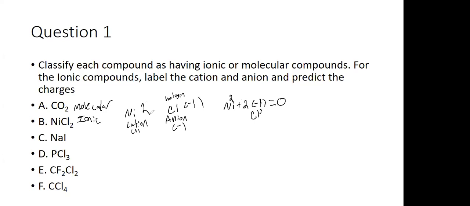C, sodium iodide, metal and nonmetal, ionic. Sodium is in our first column. Things in our first column always have a +1 charge. Iodine is a halogen, column 7A or column 17. Anything that's a halogen always has a -1 charge. PCl3, all nonmetals, molecular.